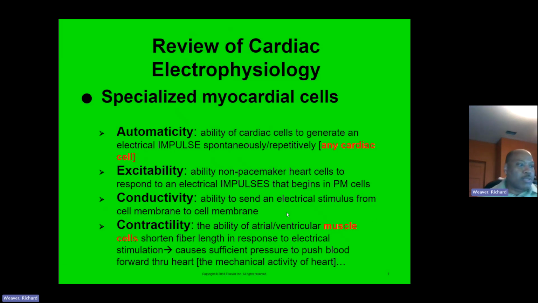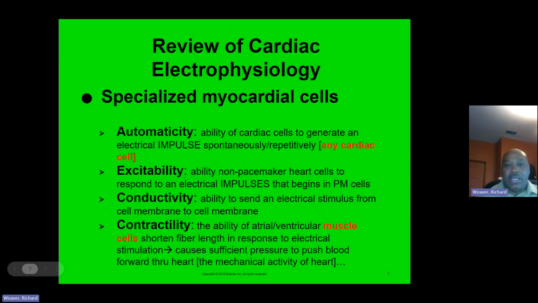And of course, the last one is pretty easy to understand. It talks about the ability of the atria and ventricular muscle cells to shorten fiber length in response to an electrical stimulation. And this causes sufficient pressure to push blood forward through the heart, which is that mechanical activity that I talked about. All right. And so it's just the atria and the ventricles, they are contracting or squeezing.